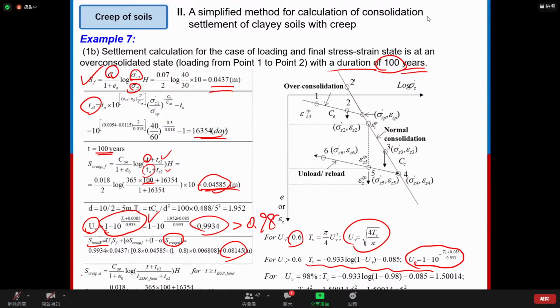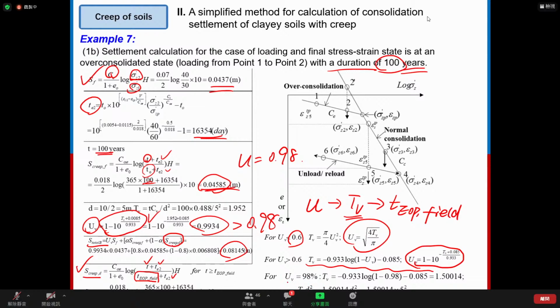As for the S-curve D, we discussed this equation last time already. T we know, TE2 we know. And for the TEOP at field, let's see how to determine this value. TEOP at field means U is exactly equal to 0.98, right? So this is a back calculation process. We know U to get TV, then we get TEOP at field. You can use lowercase for the time. This is the time factor.